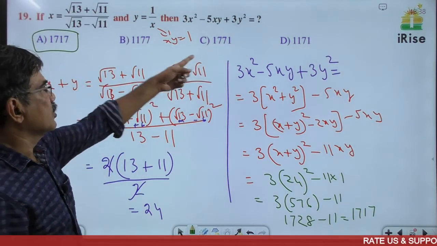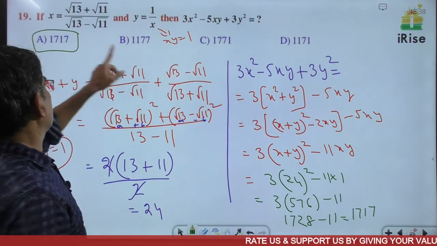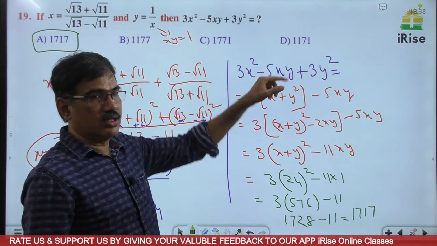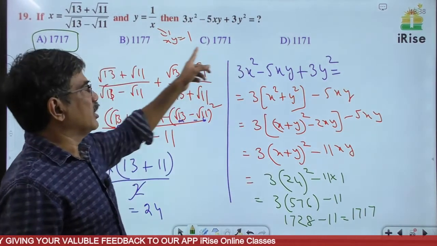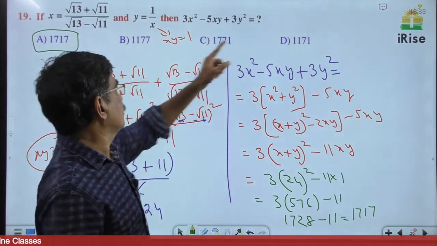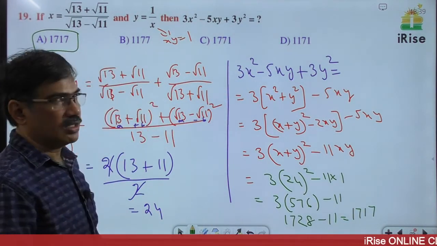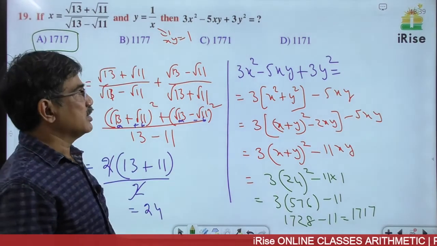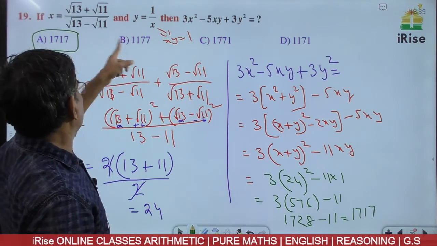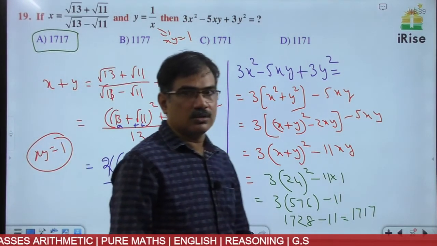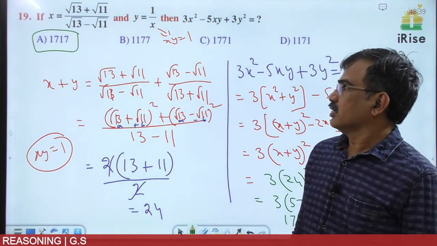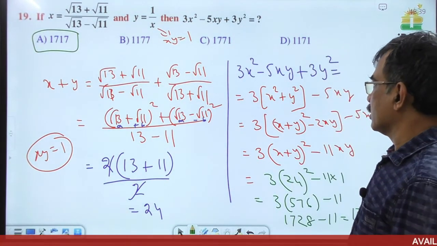See carefully the options given. Intelligently the options are given: 1717, 1177, 1771. Here the digital sum is not applicable, and the units place is also not applicable. Here these two have units place as 1 and these two have units place as 7. Even the tens place is not applicable because in these two the tens place is 7, and this is 1. Just if you find the tens place, only 1 is eliminated. Understood? So this is about this question. Next question.